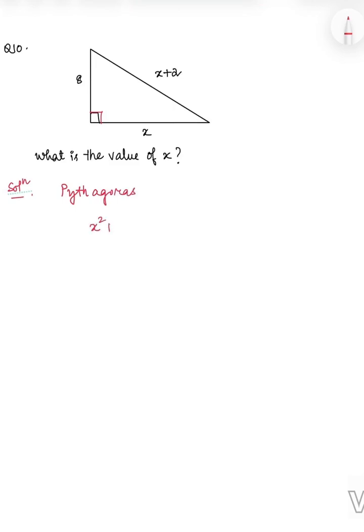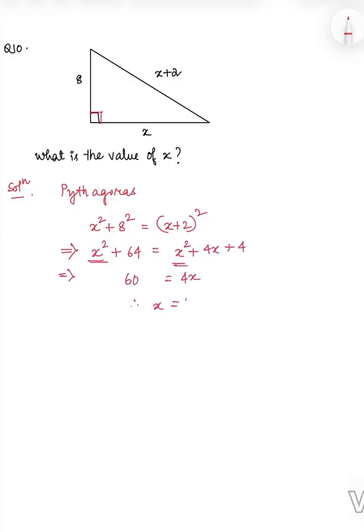What will that state? X square plus 8 square is x plus 2 whole square. Just solve this. X square plus 4x plus 4. Now we can cancel them because it's obviously greater than 0. So this gives us 60 is equal to 4x. So therefore x is 15. This is the solution.